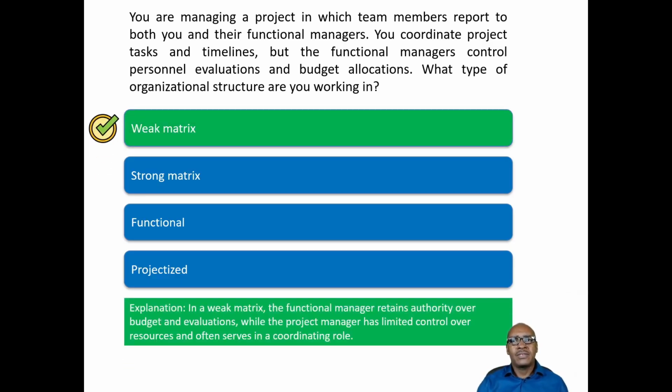So, a weak matrix. Why do we say that it's a weak matrix? The question says that your members report to both you and their functional managers, and it says here that you coordinate project tasks and timelines. The word coordinate is the key word here. You have very little power, but the functional manager controls personnel evaluations and so forth. So the functional manager seems to have more power and authority in this case, and that is why we say that it's a weak matrix. In a weak matrix, the functional manager retains authority over budgets and evaluations, while the project manager has limited control over resources and often serves in a coordinating role. So that's why we selected weak matrix.